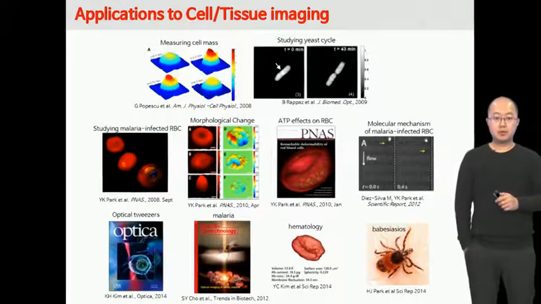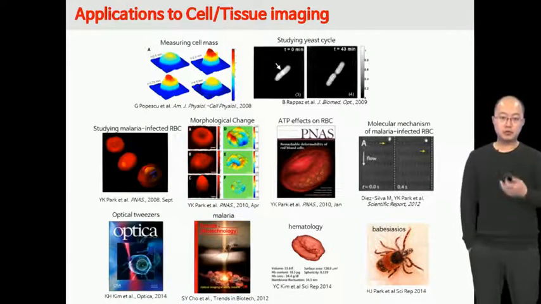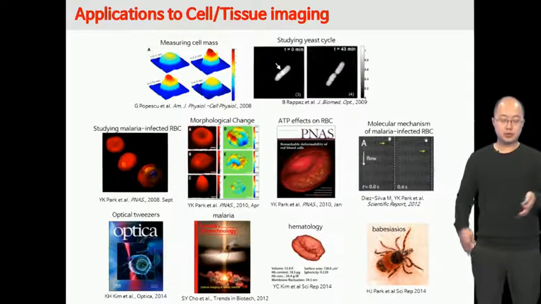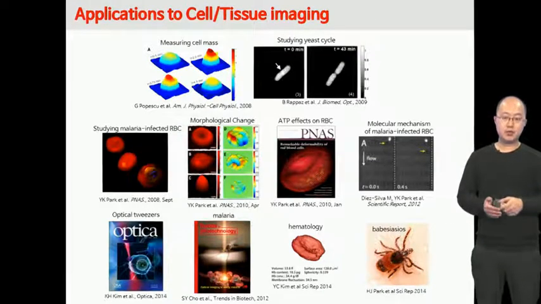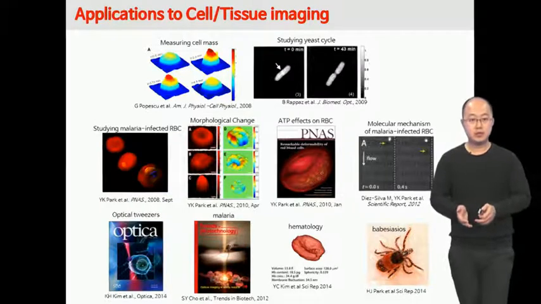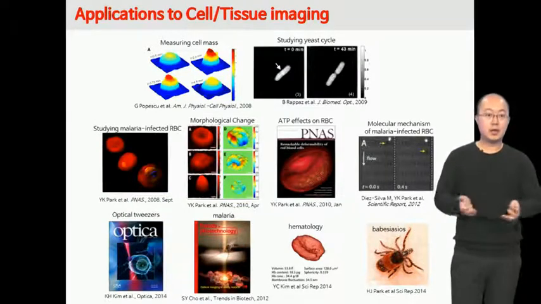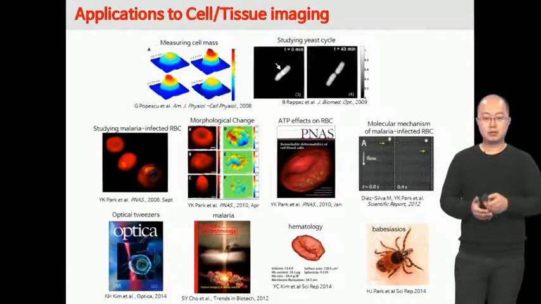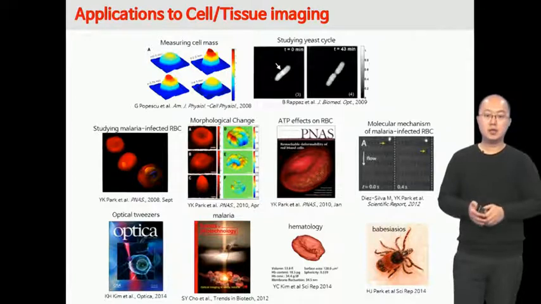So for the past few years, our group and other groups in the world in the same field have demonstrated that the concept of optical diffraction tomography is very useful for the study of cell biology and medicine because it has unique advantages. First, it does not require any exogenous label, such as fluorescent proteins or dyes, such as quantum dots. It just utilizes the intrinsic optical parameter, that is the refractive index.